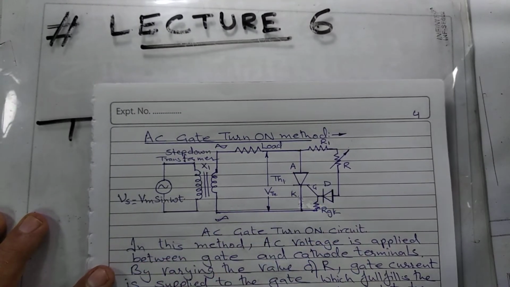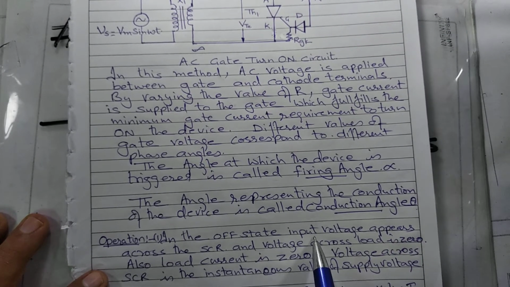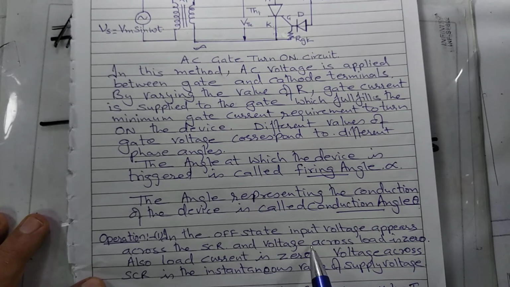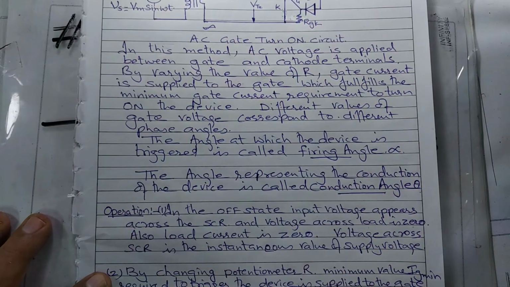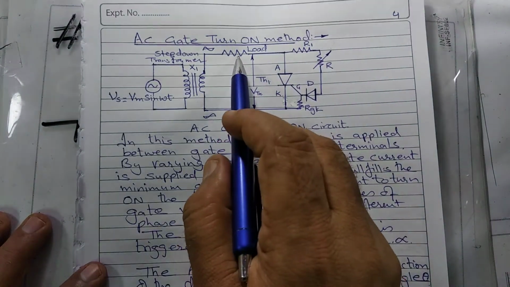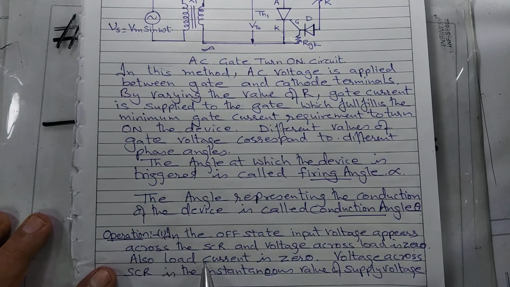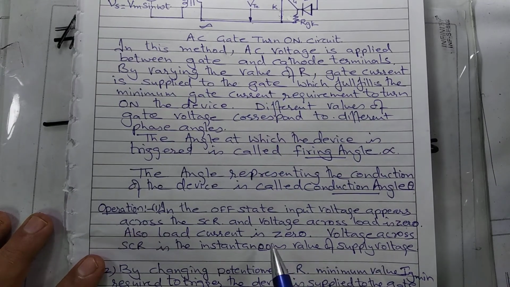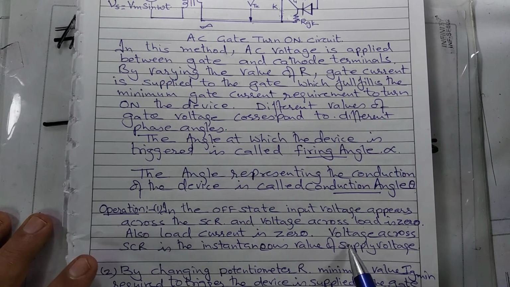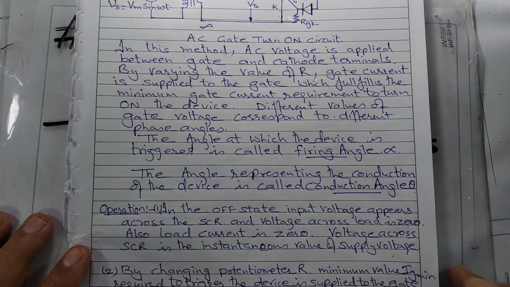Operation. Now this is the circuit of AC gate turn on method. In the off state, input voltage appears across the SCR and voltage across the load is 0. So this is the load. Voltage across the load is 0, whereas voltage across thyristor is maximum. Also, the load current is 0. Since the SCR is not conducting, therefore the load current is 0. So voltage across SCR is the instantaneous value of supply voltage.